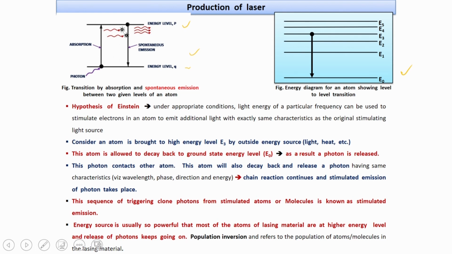So this chain reaction continues and stimulated emission of photons takes place. This sequence of triggering of clone photons from stimulated atoms or molecules is known as stimulated emission. The energy source is required to be so powerful that most of the atoms in the lasing medium are at a higher energy level, and they release photons, and the release of photons keeps on going. This is called population inversion, and it refers to the population of atoms or molecules in the lasing medium.